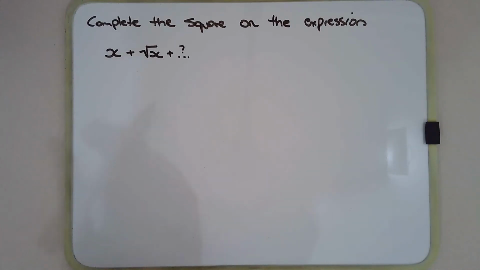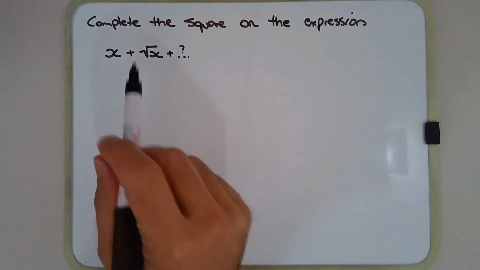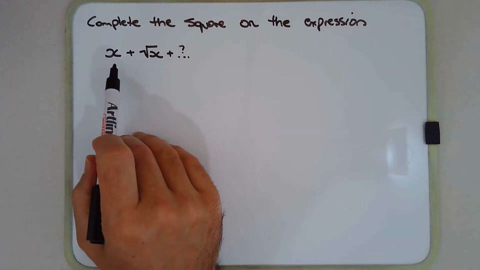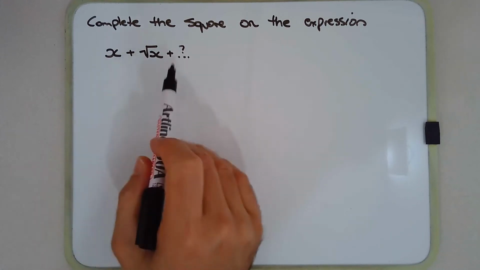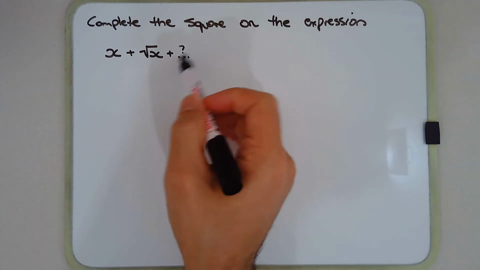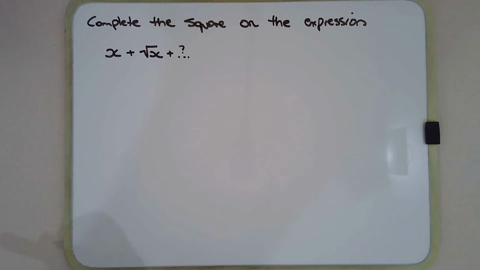In this video, we're going to look at an example of completing the square. And this is a very interesting expression because it doesn't look quadratic, where the highest power is 2. So we're going to complete the square in this expression, x plus the square root of x plus something, and we're going to find out what this something is and turn it into a perfect square.